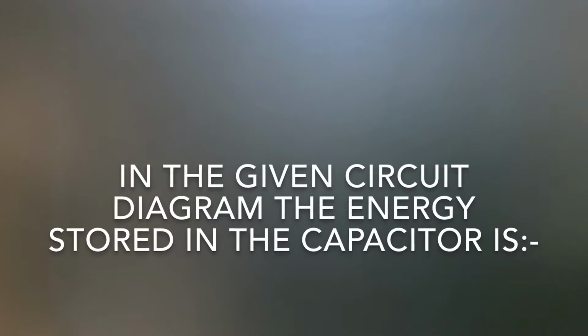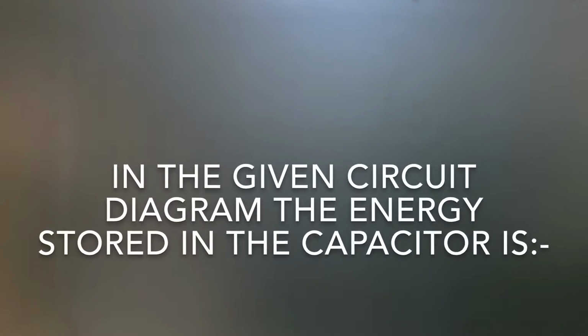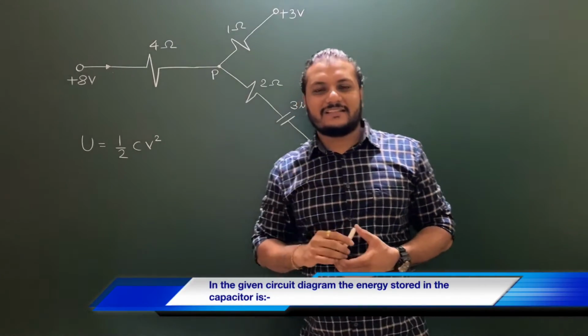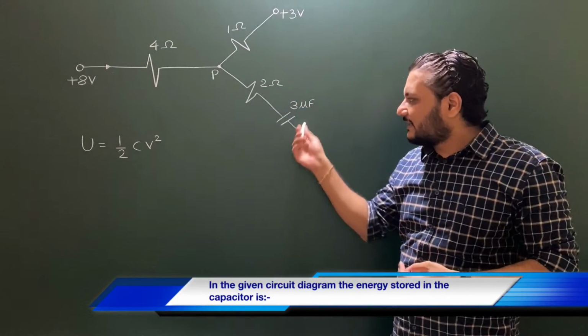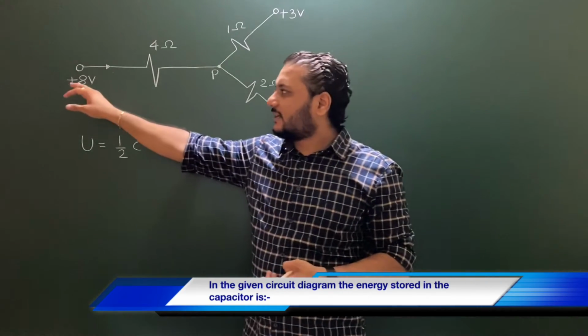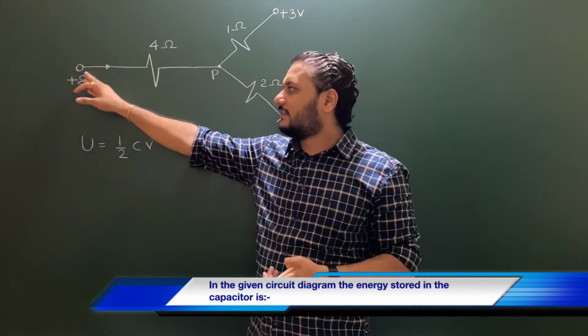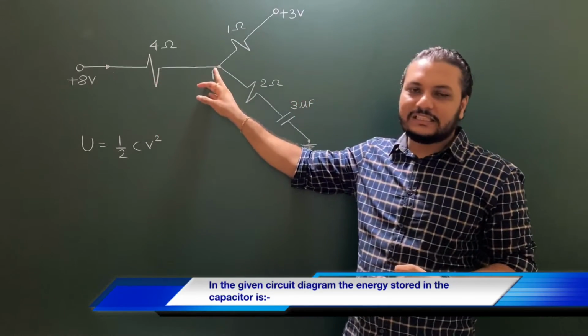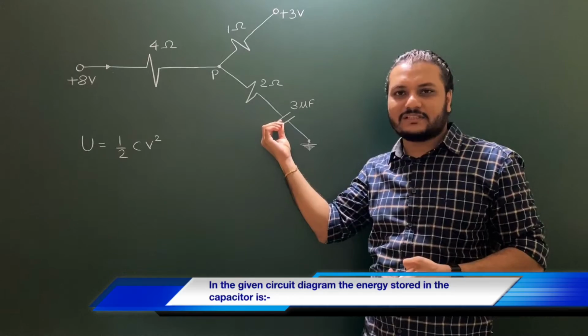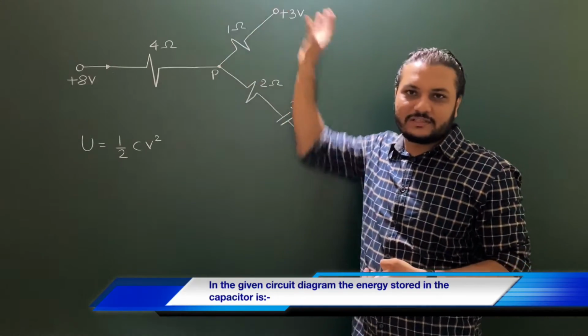In the given circuit diagram, the energy stored in the capacitor is... In the given circuit diagram, they are asking us to calculate the total energy stored by this capacitor. As you can see, the charges are coming from this plus 8 volt potential. After reaching this junction, they will split into two parts. Some of the charges will get stored on this capacitor and the remaining charges will pass through this branch.